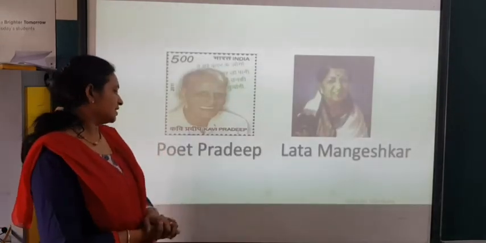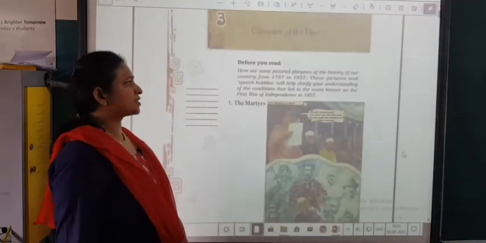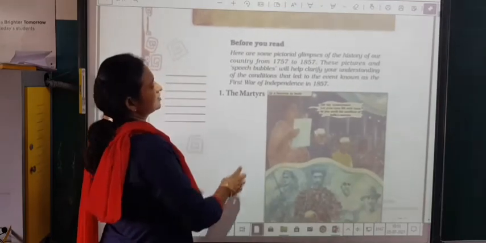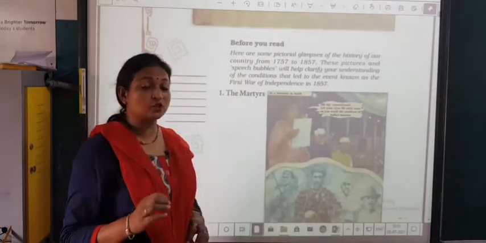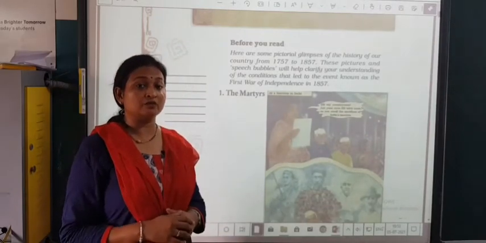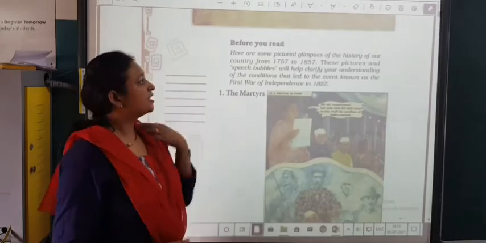So, this is poet Pradeep and Lata Mangeshkar ji. The chapter, Glimpses of the Past. Before you read, here are some pictorial glimpses. Pictorial means, as I have explained before, pictures are given. Some books have got pictures. It is very easy to understand us.